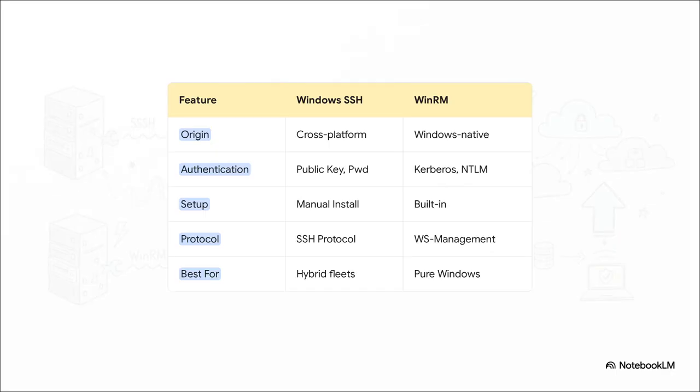So, let's take a quick breather and look at the scoreboard. This table really tells the whole story, doesn't it? SSH is your battle-hardened, cross-platform veteran. WinRM is the native-born champion of the Windows world, built for ease of use and deep integration. Two very different tools, born from two very different philosophies.